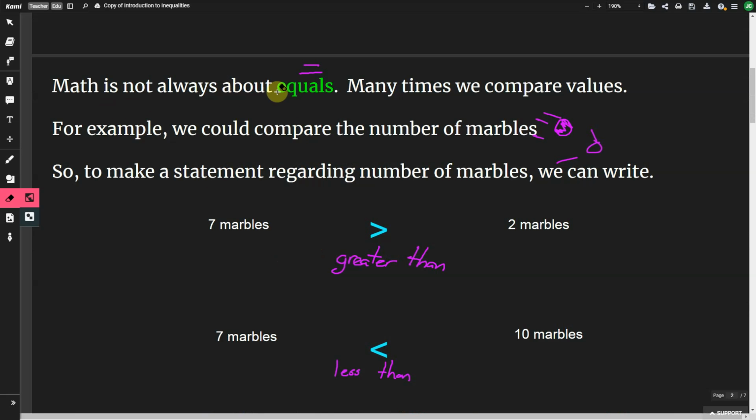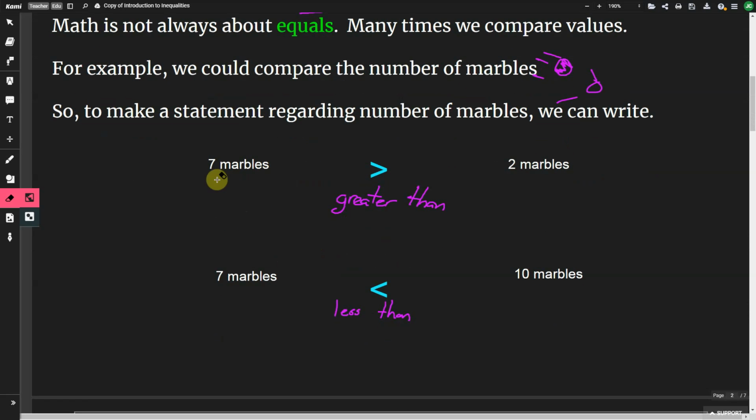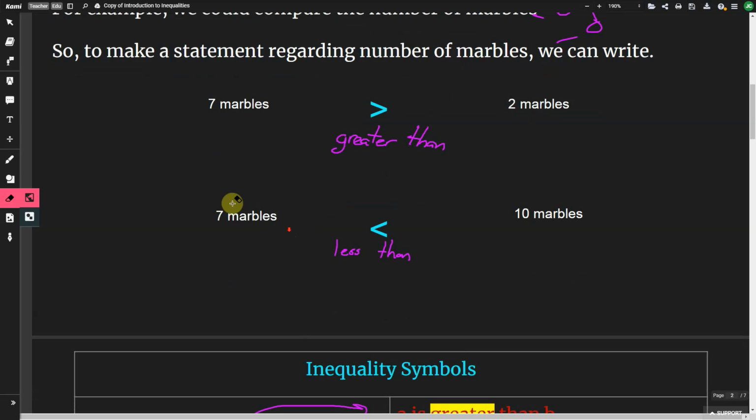Okay, we're not always talking about equal signs, although for the most part we are. But usually in life, there's plenty of examples that you can think of where we're just comparing two values. I chose marbles because, I don't know, that was my example. These are two marbles, just in case you didn't know. But, for example, we could say 7 marbles is greater than 2 marbles. Or we could also say 7 marbles is less than 10 marbles.